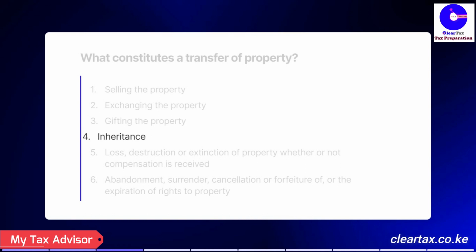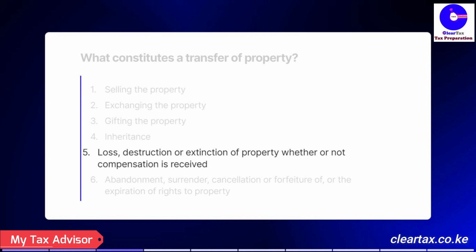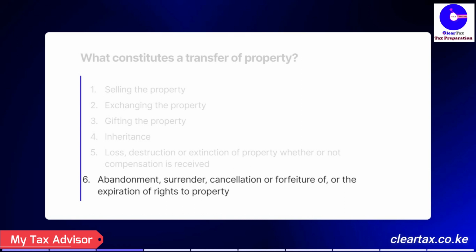Then we have inheritance or succession. That is also transfer of property. We also have loss, destruction, or extinction of property, whether or not compensation is actually received. All right. And then we have abandonment, surrender, or cancellation or forfeiture of property, or the expiration of rights to that property.